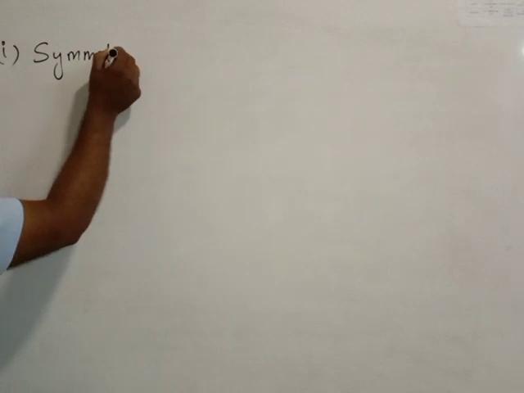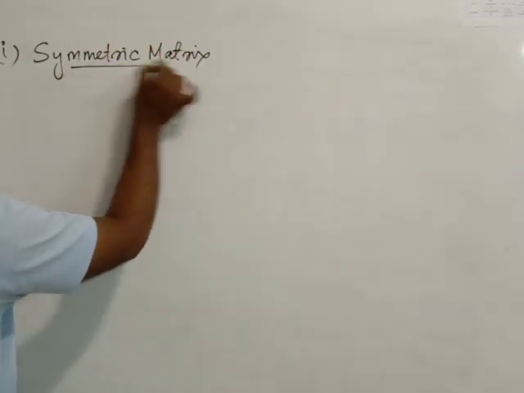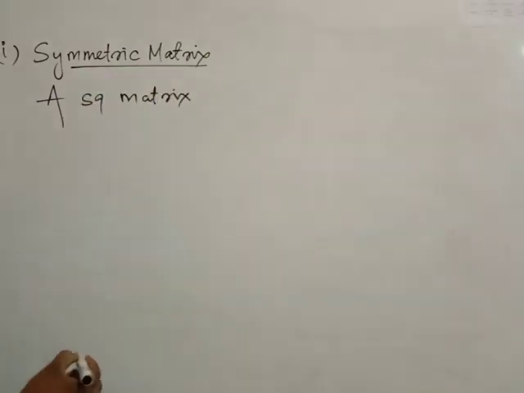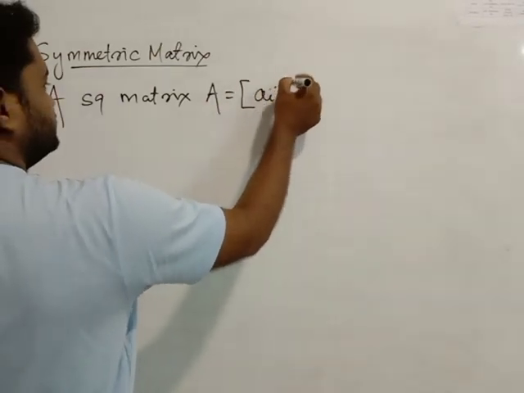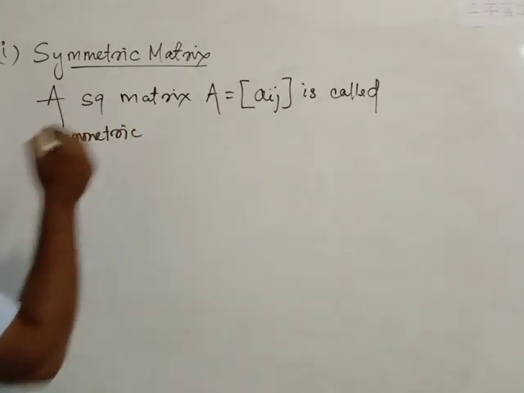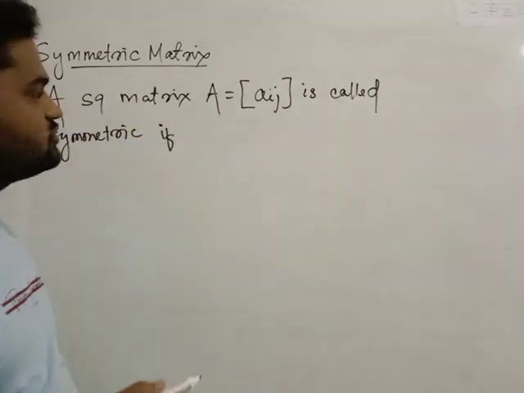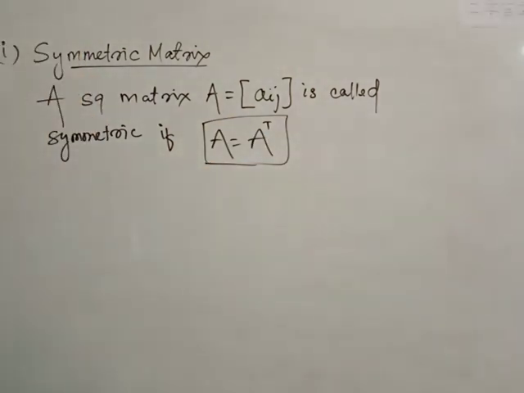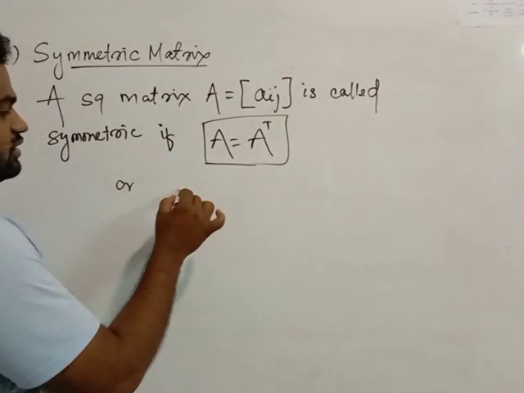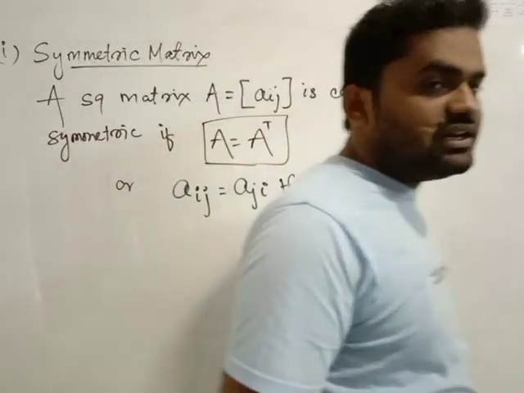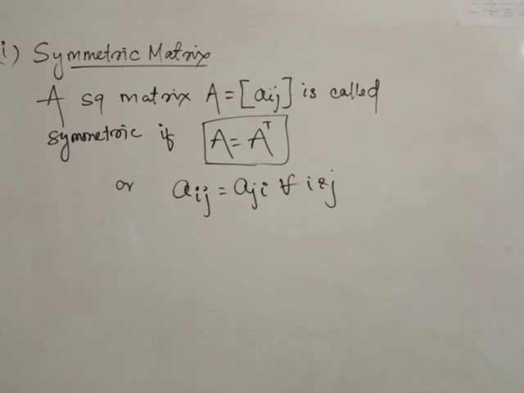First one, symmetric matrix. Who will say the definition? A matrix, or a square matrix A equal to Aij, is called symmetric if, first one, A is equal to its transpose, that means the matrix equal to its transpose matrix, then the matrix is known as symmetric. Or second definition: if Aij equal to Aji for all i and j, that means corresponding elements Aij equal to Aji, then the matrix is also known as symmetric matrix.